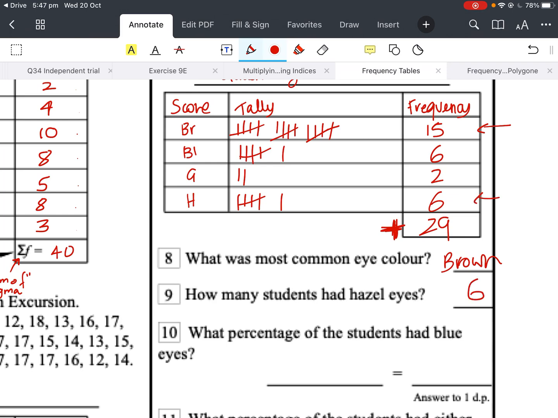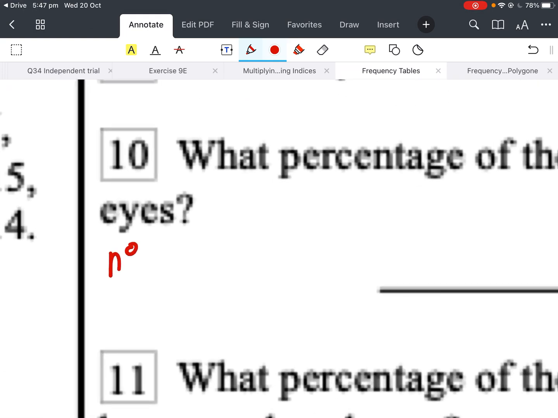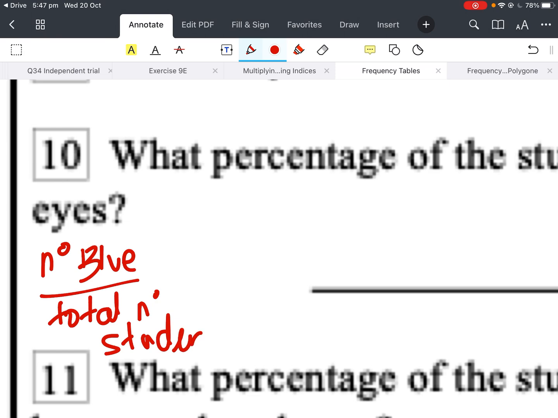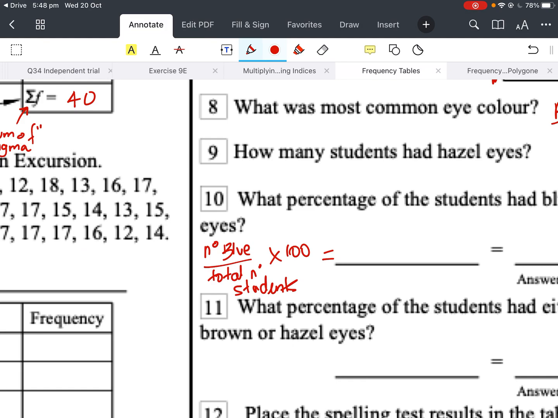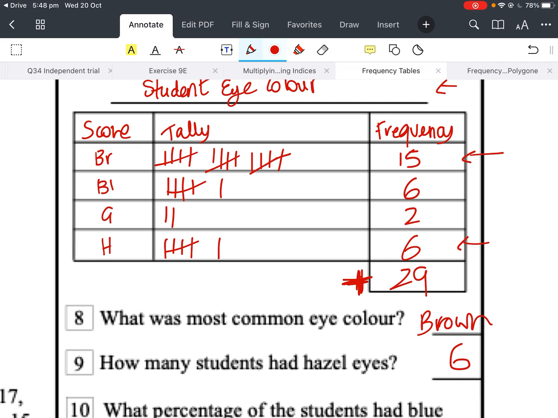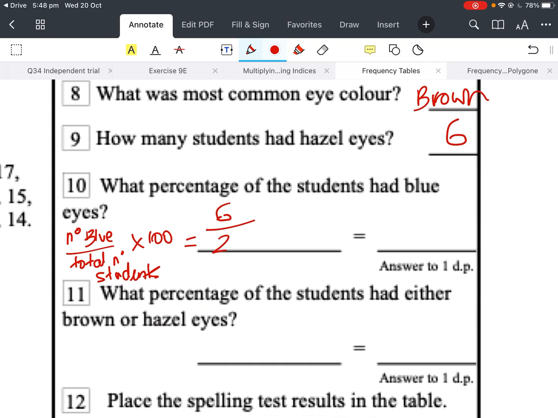Okay, what percentage of the students had blue eyes? So to work out a percentage, you have to do the number. In this case, what is it? Blue. So the number for blue over the total number of students. And then to find a percent, we times by 100. So let's do that. How many students had blue eyes? 6. Right, so 6 goes on the top of my fraction. How many students are in the class? Do you remember the total? 29. And then we times that by 100.